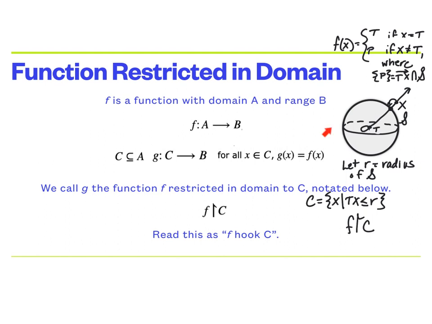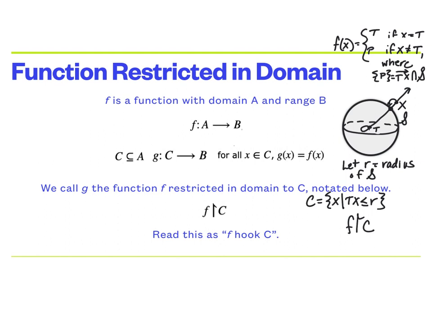Now, in this case, my domain is the set of all points in space. However, I could restrict the domain to include only certain points. In this case, I'm going to define a set of points that are inside the sphere and including the surface of it. And I'm going to call that C. So C is equal to the set of all points x such that the distance between T and X is less than or equal to the radius of my sphere. So it's all these interior points.